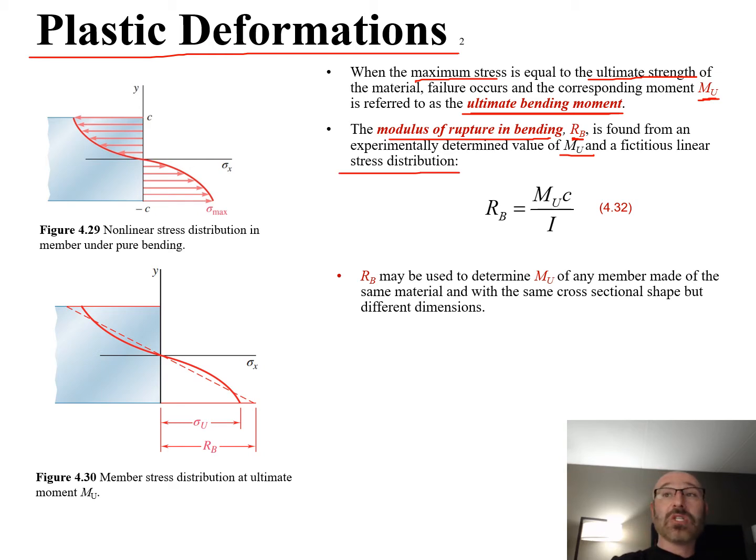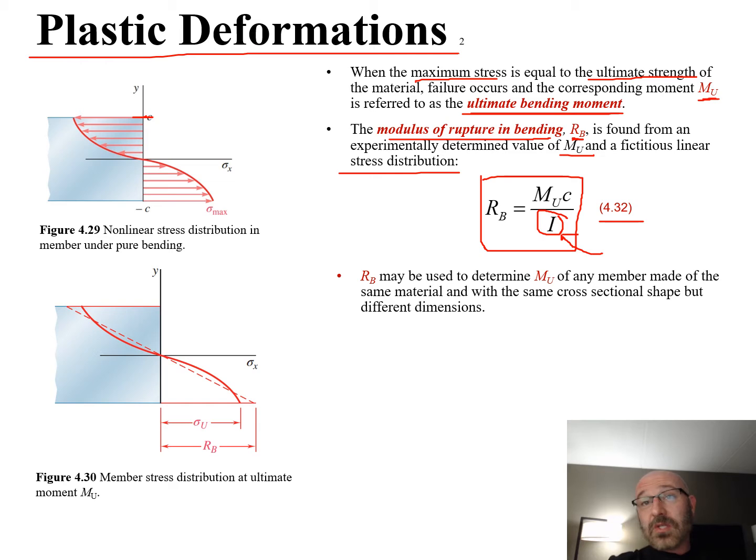So we can see the relationship between our modulus of rupture in bending, R sub b, and our ultimate bending moment, M sub u, given in equation 4.32 in our textbook. R sub b is equal to M sub u times c, where c is at the outer surface, divided by our moment of inertia I, which will be determined based upon the geometry of the member we're talking about.